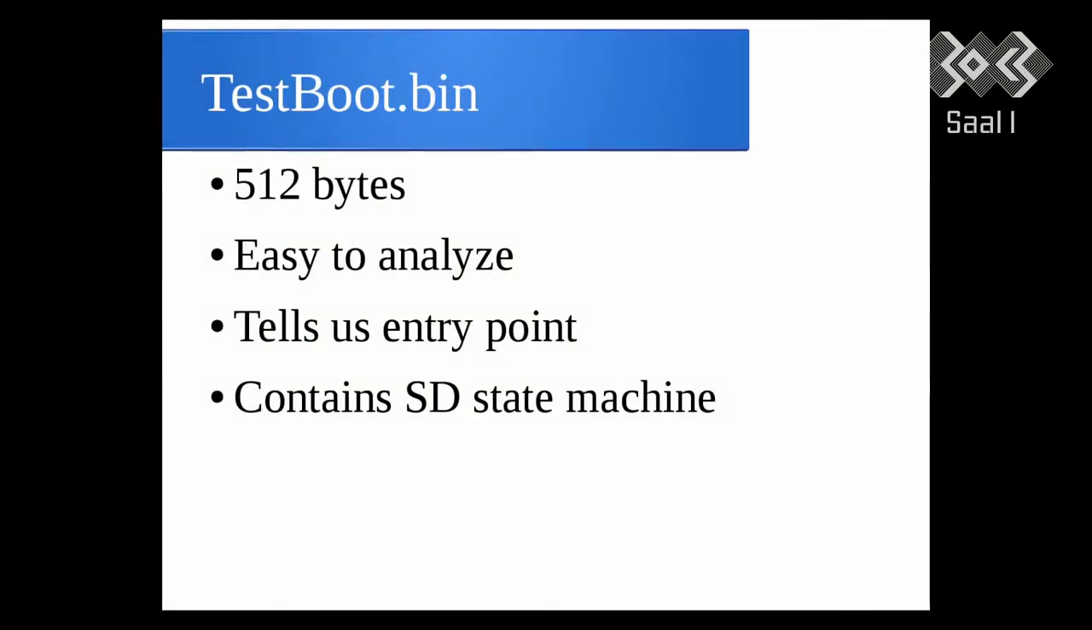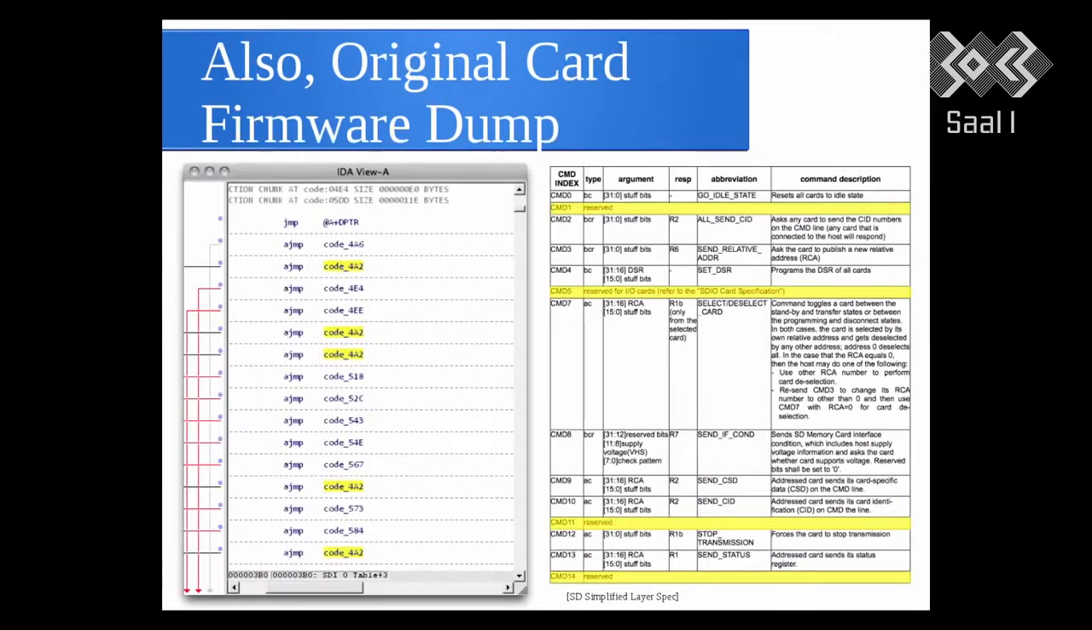And the nice thing is we have example code. So we have the test boot that it sends first. It's 512 bytes. It's easy enough to analyze. It tells us the entry point, which is really important because that could be anywhere in RAM. And it also contains the SD state machine that they communicate with. We also have the firmware dump that we did from the original card.